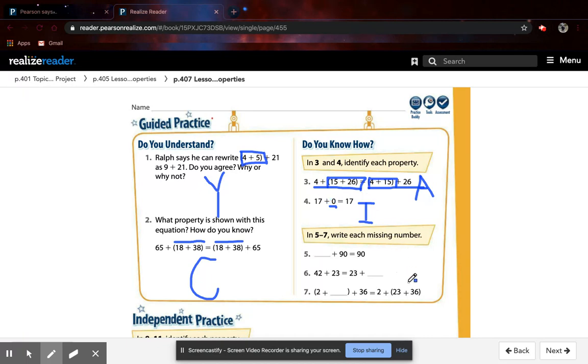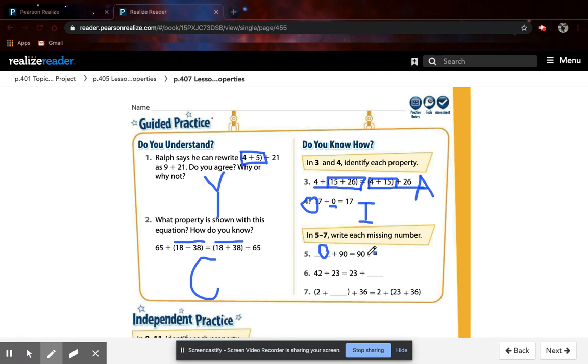So for 5 through 7, you have to write the number which would make the equation correct. So blank plus 90 equals 90. Okay. So if I look up at number 4 as my example, I know that my other number to go here should be 0, because if I have 0 and I add 90 to it, I'm going to have 90.